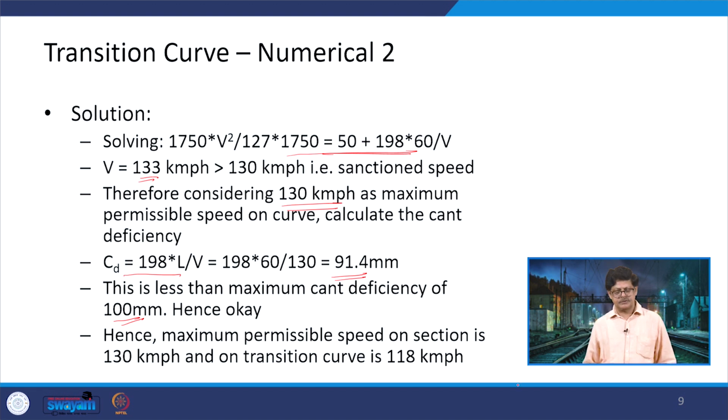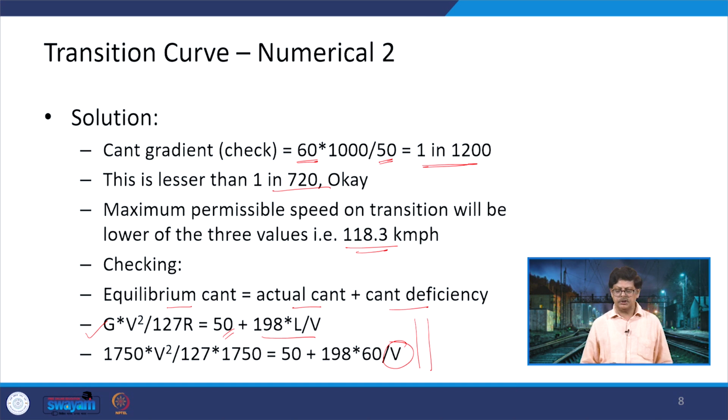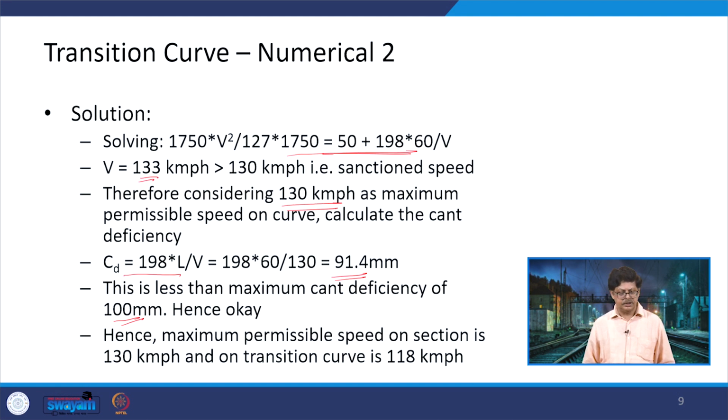So, in the case of the transition condition we got a value of 118.3 kilometers per hour, but when we are talking about the overall condition, the speed has come out to be 130 kilometers per hour. So, there are two values now which we have. In the case of the main section it can be 130 kilometers per hour, but in the case of the transition section it will be 118 kilometers per hour. But you can see that in this case, as things have got adjusted, there is not much variation between the two speeds, that is the speed on the straight track and on the transition track.